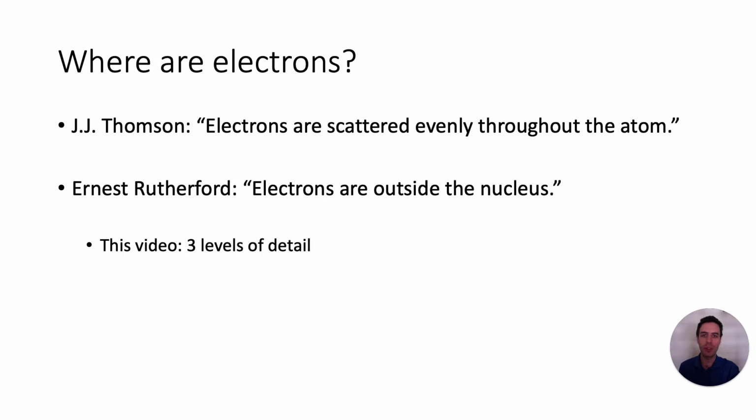J.J. Thomson was the first person to discover the electrons, and his understanding based on his plum pudding model was that electrons are scattered evenly throughout the atom. Then Ernest Rutherford came along, did some experiments shooting alpha particles at gold foil, and said, J.J. Thomson, you're wrong. There is a nucleus. There's not this plum pudding thing, but we have a nucleus where all of the positive stuff is concentrated, and the electrons are outside the nucleus. So we now know that Rutherford was right, Thomson's model was wrong.